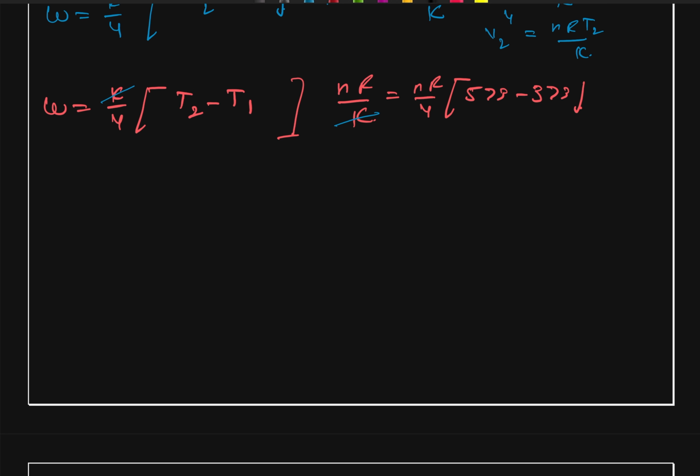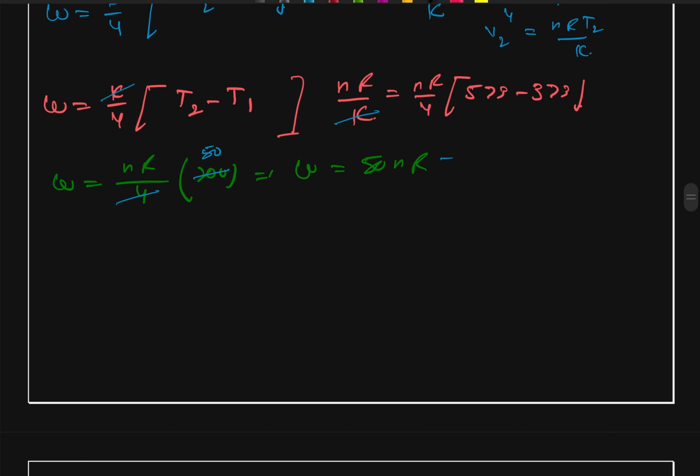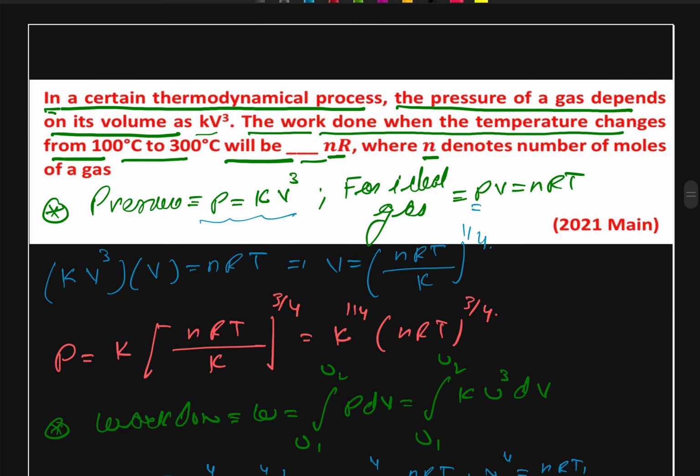So we get that our work done is equal to nR upon 4, and the difference will be equal to our 200. And this 200 we can cancel out by 4. This will be coming as 50. So we get that work done will be equal to 50 times nR, and it is given as n times R. Therefore we can say the fill in the blanks is equal to 50.